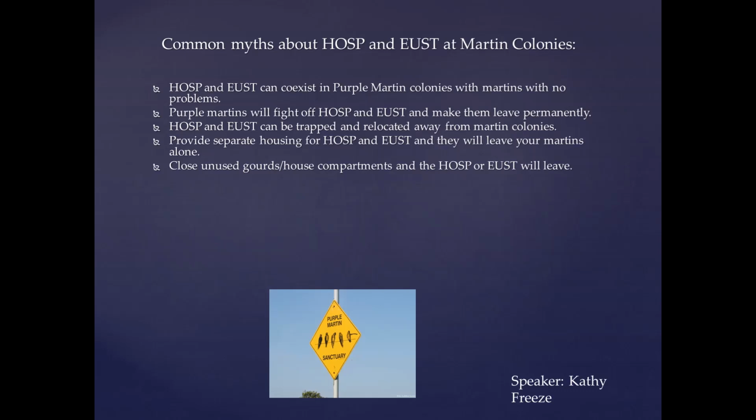And if you do close all of your compartments before the purple martins arrive, the house sparrows and European starlings will be there the moment you open those cavities. So take advantage of the fact that before your purple martins get to your site, you can eliminate house sparrows and European starlings. It's really hard to shoot and trap after your purple martins have arrived at your site. I open my housing at least a month early and start eliminating right away.